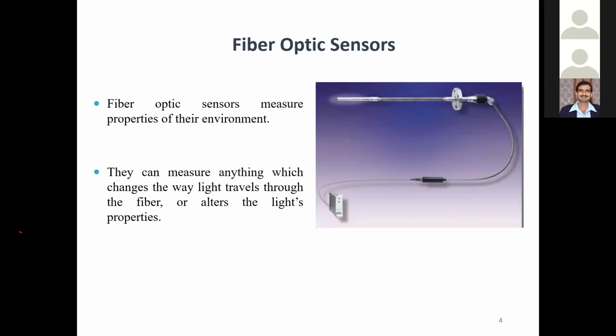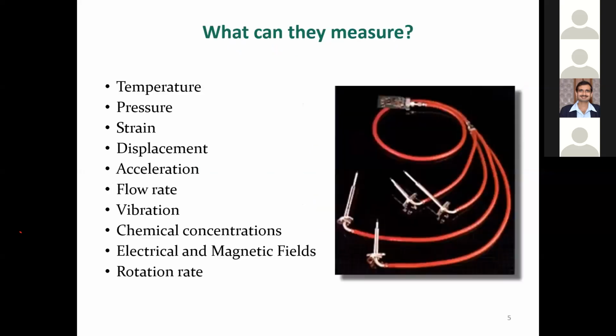The fiber optic sensors measure the properties of the environment. They can measure anything which changes the way light travels through the fiber or alters the light properties. So basically, when light is traveling through the optical fiber, if anything changes in its properties, maybe in the frequency or wavelength or amplitude, that can be sensed by the device, which is called a sensor. I will explain in more detail.